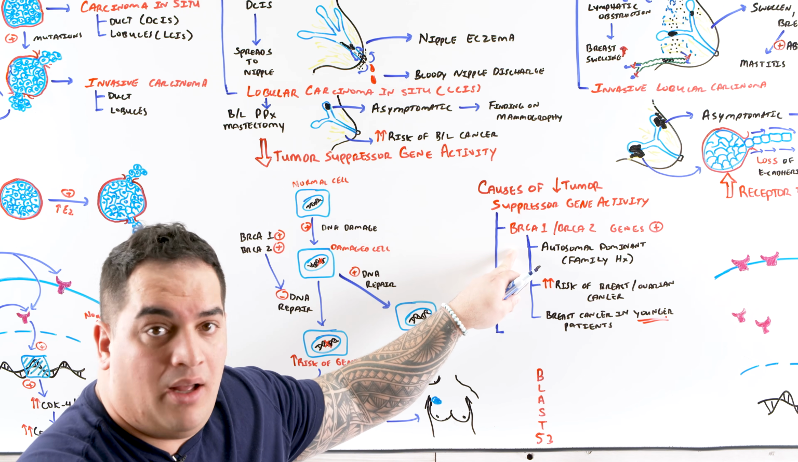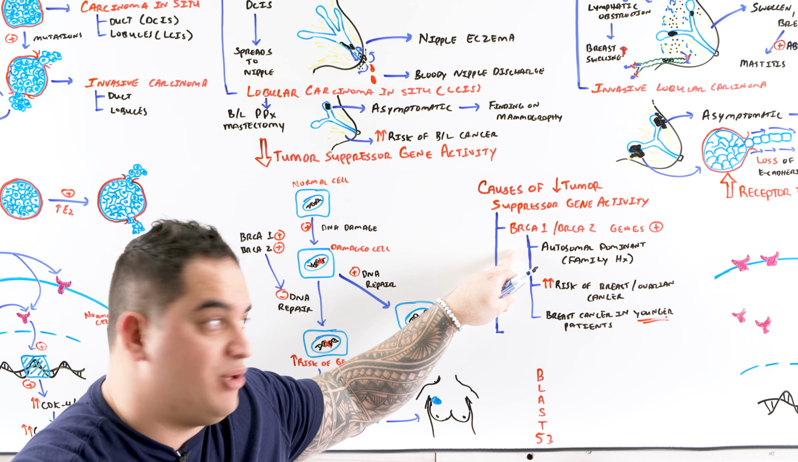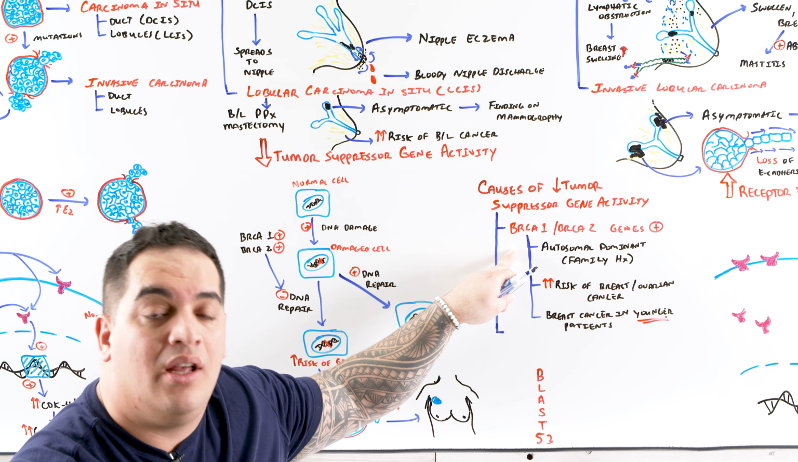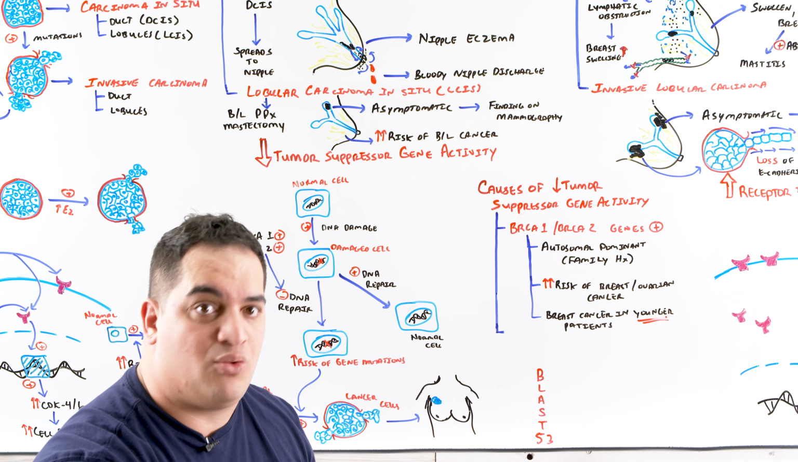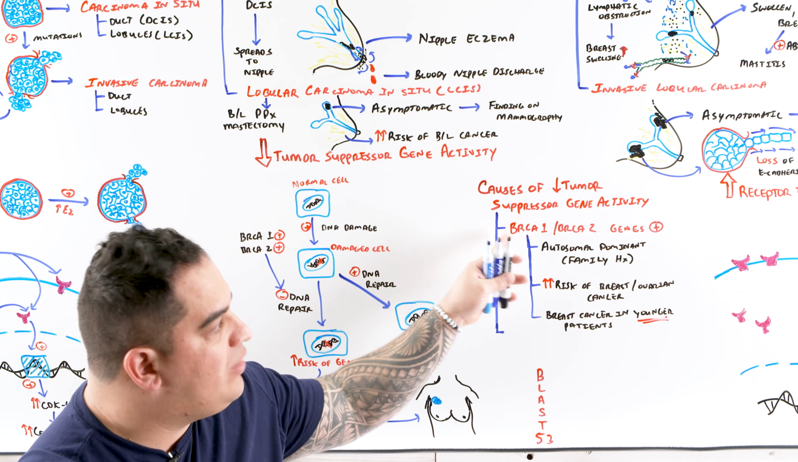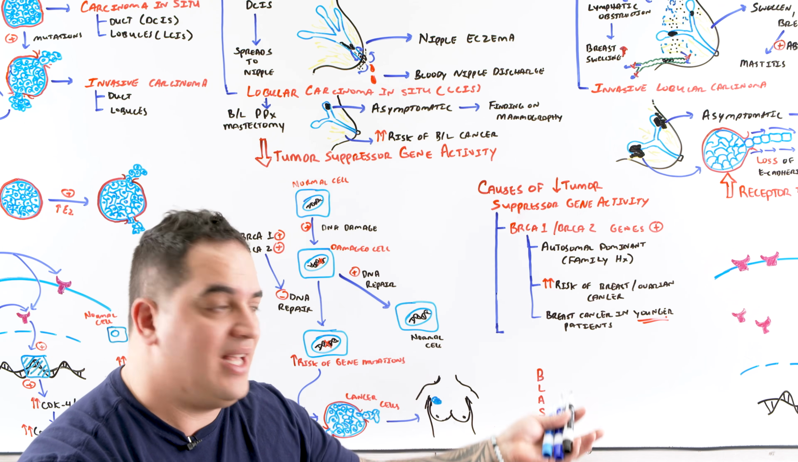When I talk to a patient, I say, hey, what's the family history? Does your mom have breast cancer? Did grandma have breast cancer? This is going to show an autosomal dominant pattern. And so it's really, really important to take into consideration. And you can go as far as testing for these and doing gene testing.